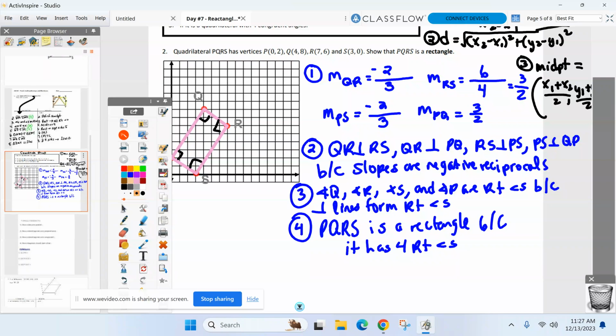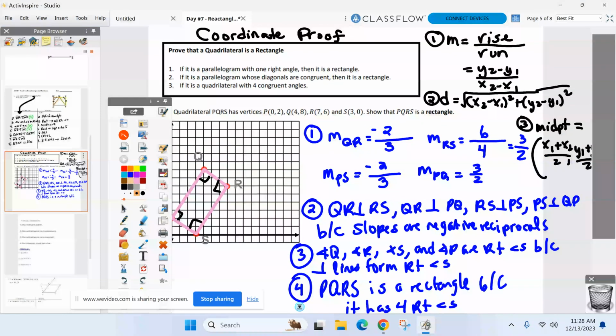Questions? And that was my other point before we moved on: this is one of three different ways I could have proved it a rectangle. Remember, I just went over with Charlie, you could have proved it a parallelogram with congruent diagonals. You could have proved it a parallelogram with only one right angle.